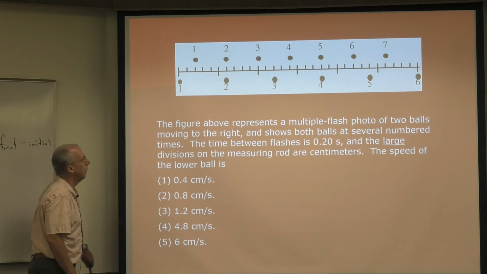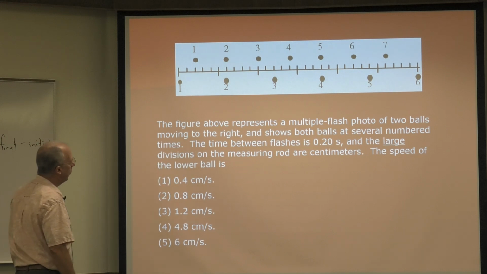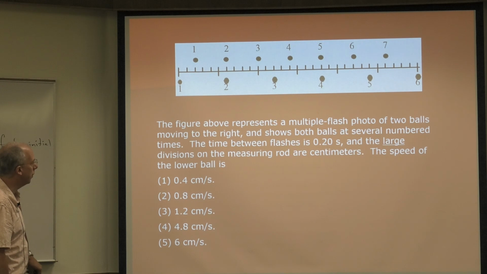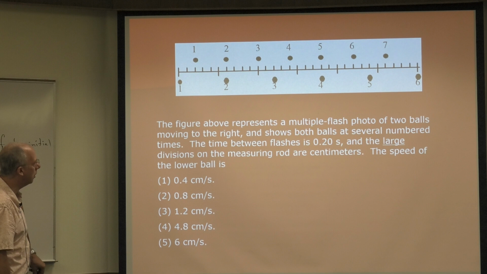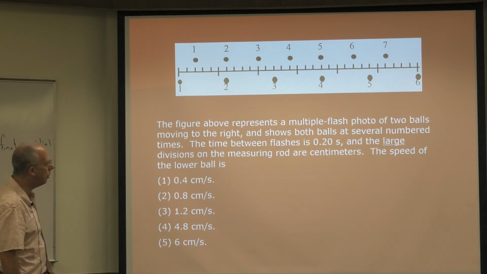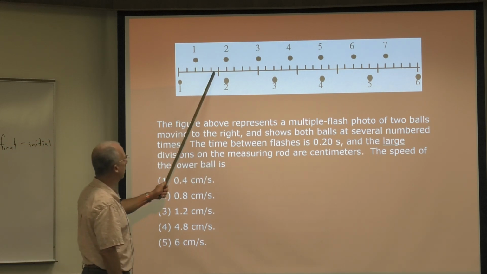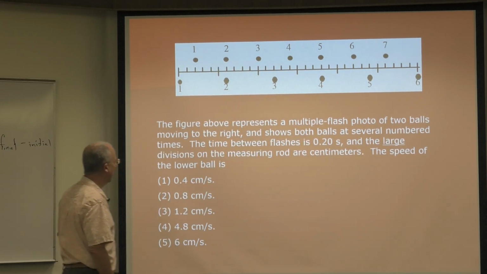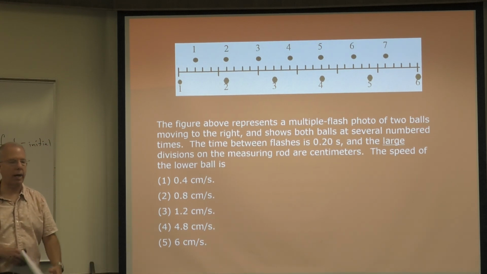All right, it's your turn again. Motion diagrams, we like them. The figure above represents a multiple flash photo of two balls moving to the right, a motion diagram, and shows both balls at several numbered times. The time between flashes is 0.2 seconds, and the large divisions on the measuring rod are centimeters. So 0, 1 centimeter, 2 centimeters, 3 centimeters, and so on. So what's the speed of the lower ball? Please pause your video and figure it out.